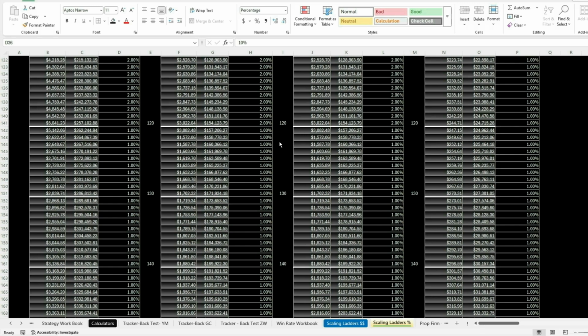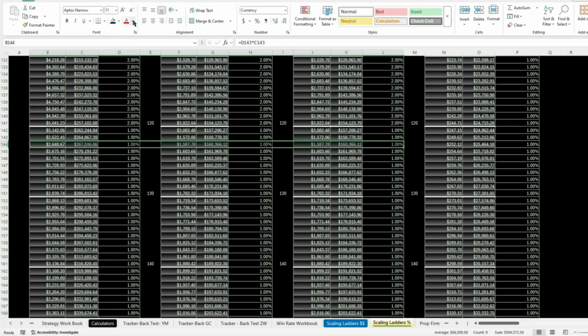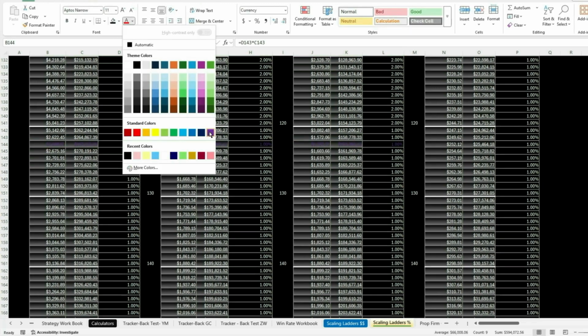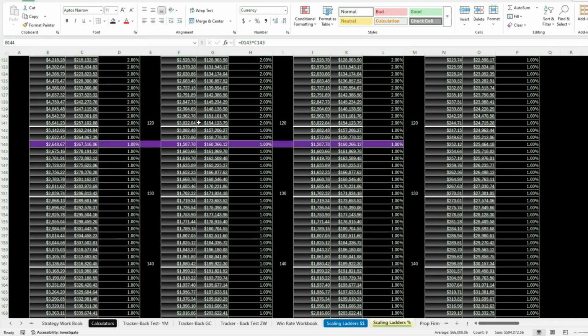My account's still doing good over here. So right now, when I get to this level right here, let me do this so I can highlight this real quick. Review, unprotect. All right, you can kind of see that bar right there. Once I get, actually, let me do this. Home, let's go with, not that. All right, so you can see where I'm at.